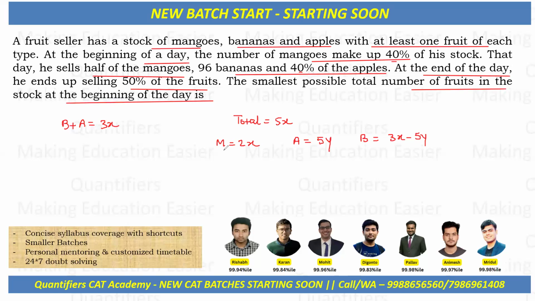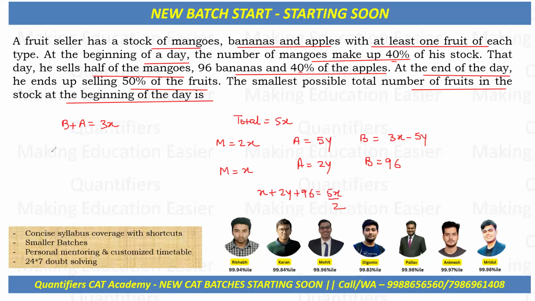Now he sold half of the mangoes. So half of 2x will be x. He sold 40% of the apples, 40% of 5y, that will be 2y. And bananas he sold is 96. And he sold half of the fruits. So that means x plus 2y plus 96 is half of the total, which is 5x by 2.